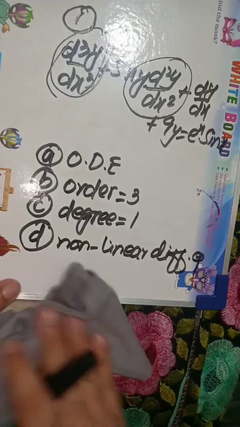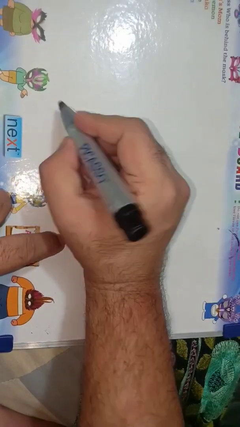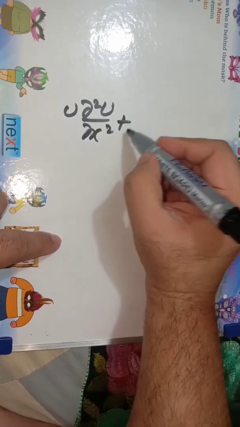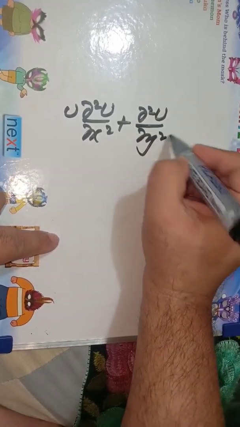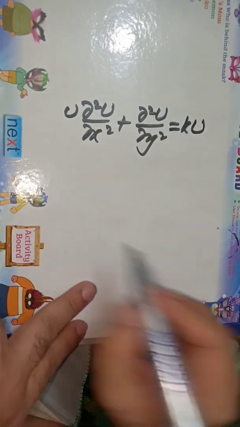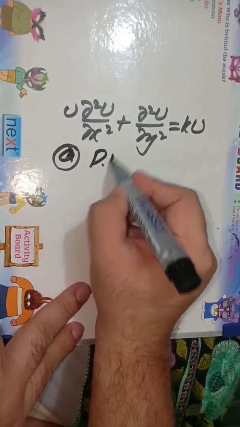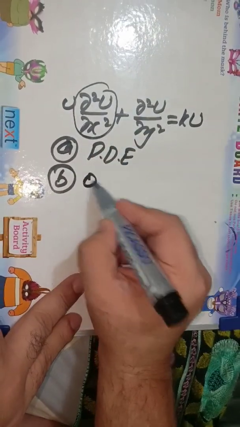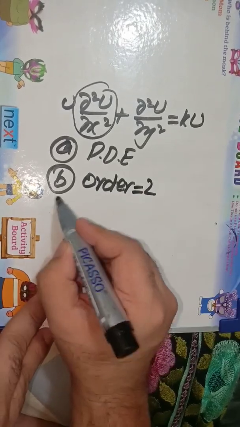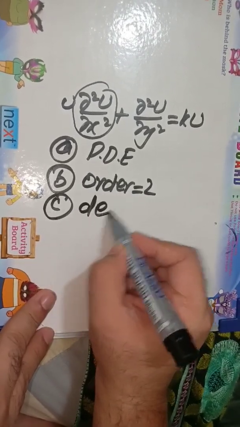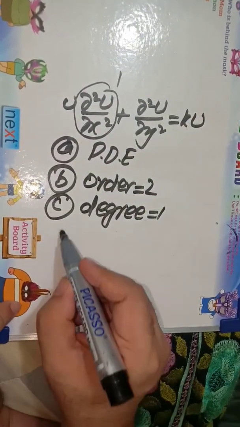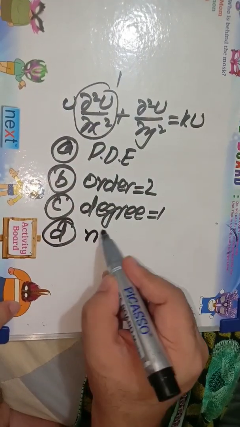Now I must go towards the example of a partial differential equation. I write here u times partial square u by partial x square plus partial square u by partial y square is equal to k times u. It is a PDE, partial differential equation. Second, it is a second order differential equation. Third, its degree is 1 because the highest order derivative has power 1. Fourth, it is a non-linear differential equation.